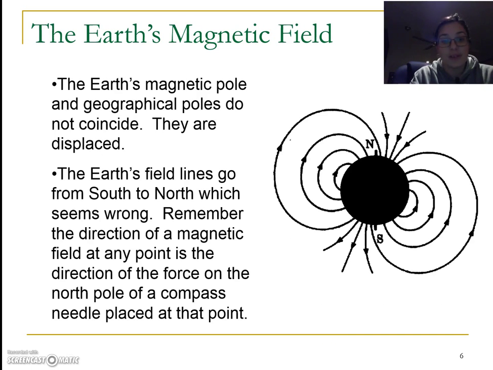So go back to that one. It's just saying here that the direction of the magnetic field at any point is the direction of the force on the north pole of a compass needle placed at that point. So the north end of a compass needle is going to be attracted to the south magnetic pole, which just happens to be at the top.